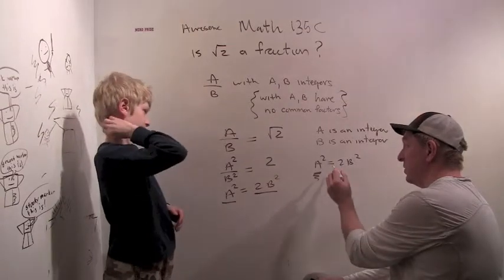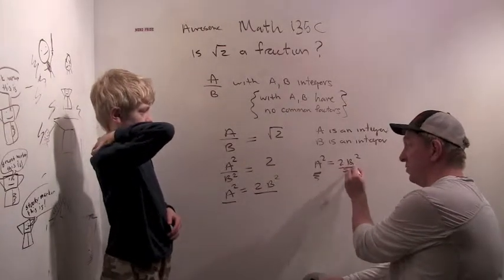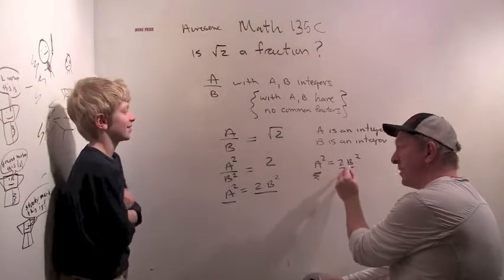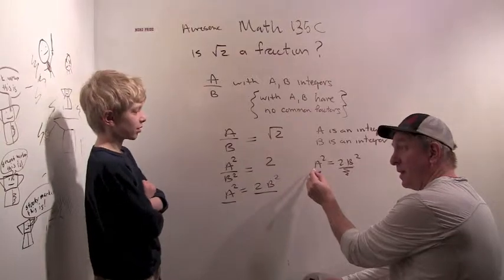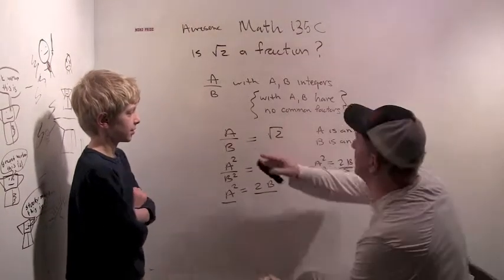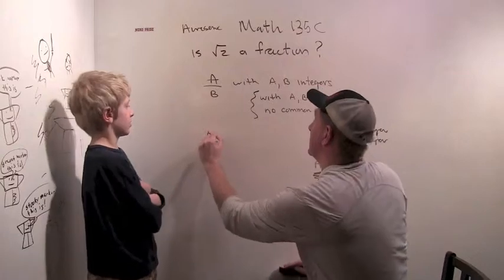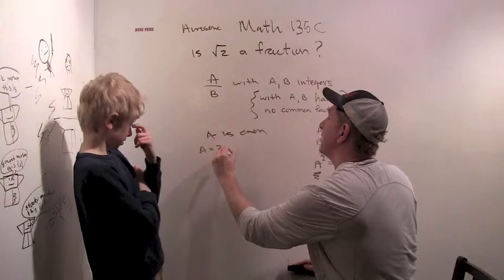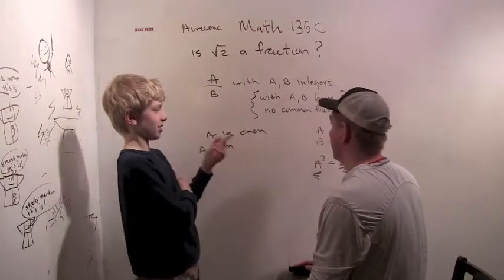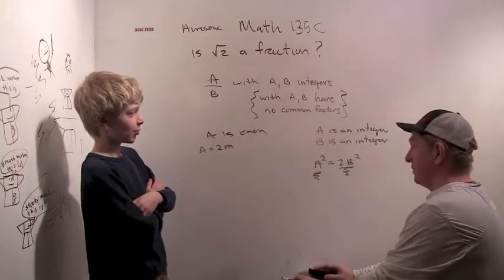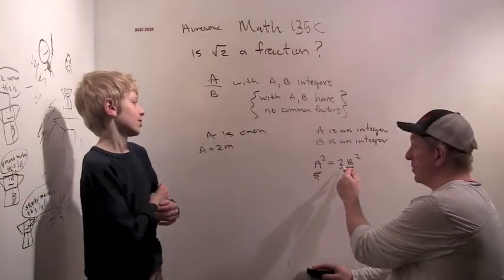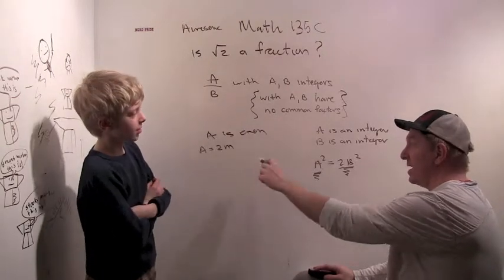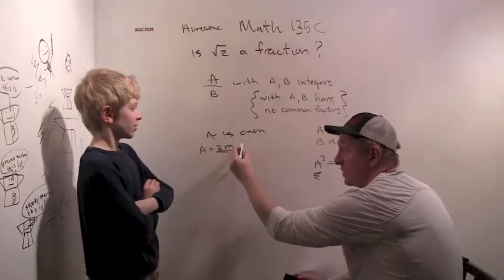So this side is divisible by 2 because it's 2 times b squared. If they're equal, this side has to be divisible by 2 as well. So a has to be even. Okay? So a is even. That means it's 2 times some number m. But that means b has to be even. How come? Because they have to be equal. You're on the right track though. A has to be twice some other number, m, because a is even.